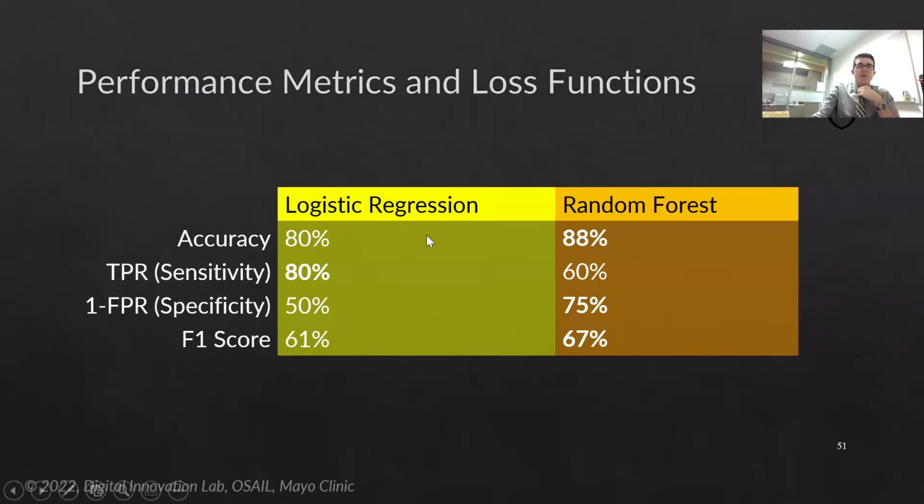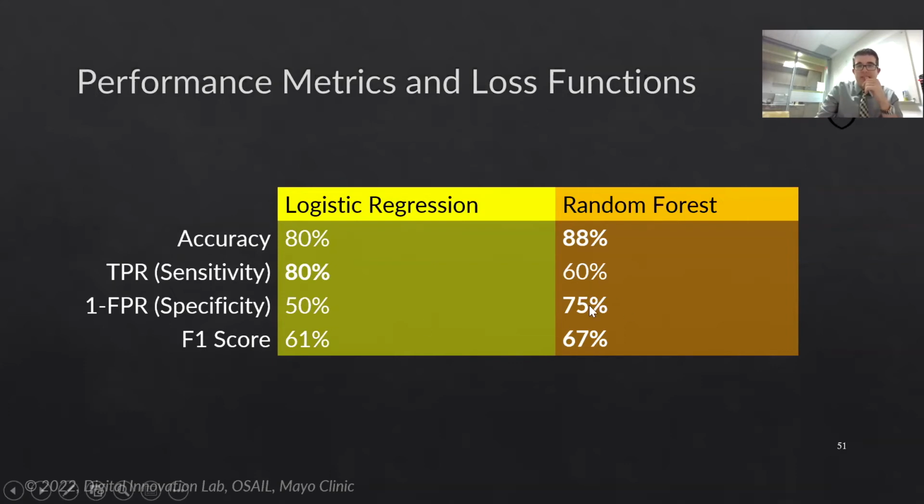So for our 2 examples here, I've summarized the 4 most common metrics that we look at. The first is accuracy. You can see that our random forest is doing slightly better. It's getting 88% accurate versus logistic regression. However, the sensitivity is much, much lower, and that's because it missed those 2 positive examples, whereas our logistic regression got 4 of the 5 positive examples, right.